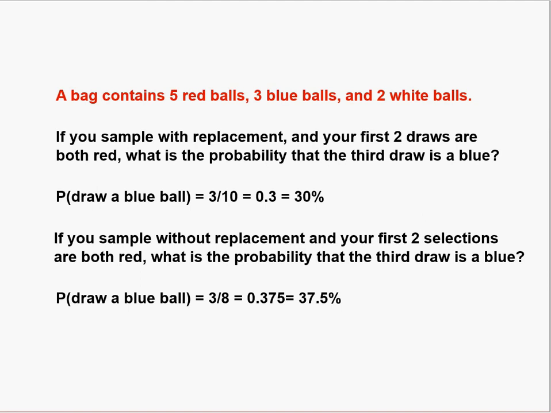Now, let's use this example to illustrate the difference between sampling with replacement and sampling without replacement in calculations of probabilities. We'll have a bag that contains 10 balls: 5 red, 3 blue, and 2 white. In the first instance, if you sample with replacement and your first 2 draws are both red, what is the probability that the third draw is a blue?